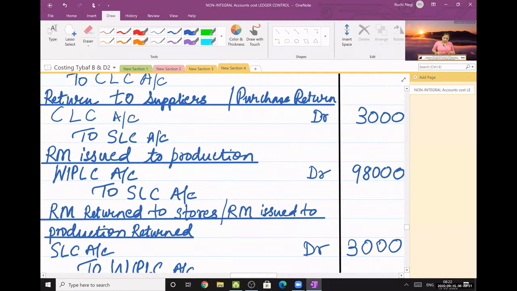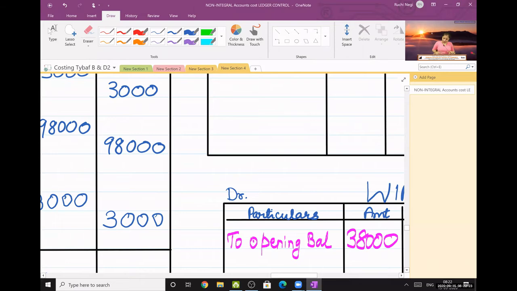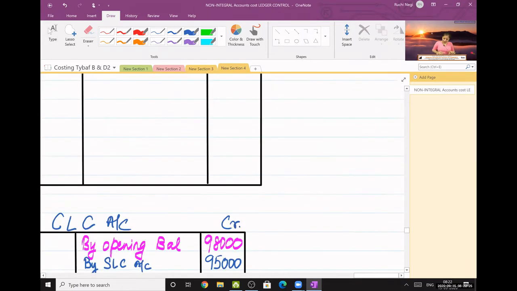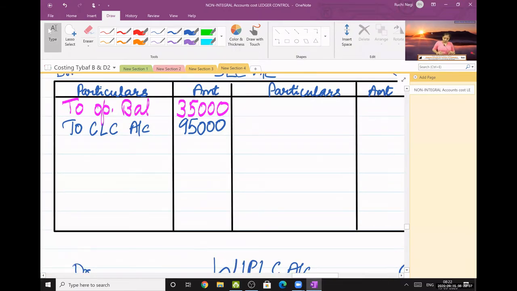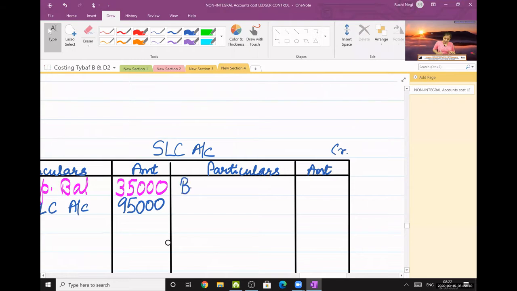Next, CLC to SLC 3,000. I generally have a habit of doing the debit side first. CLC to SLC 3,000. Second effect, SLC credit side by CLC account 3,000.